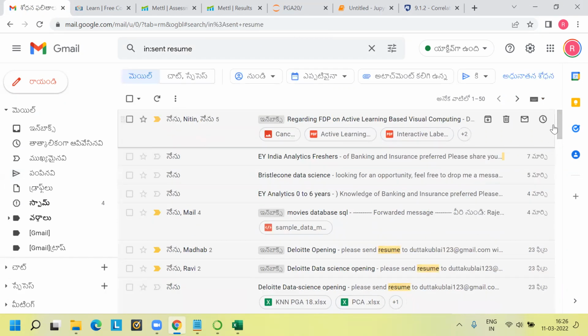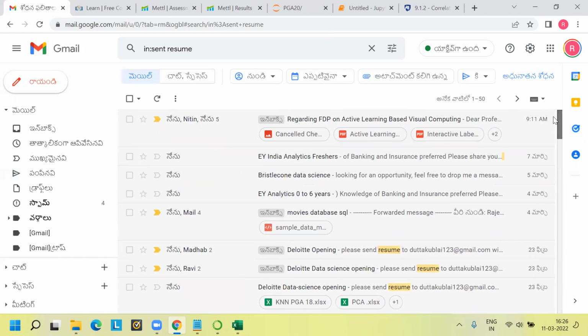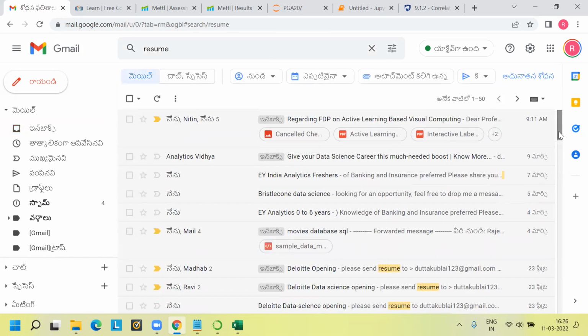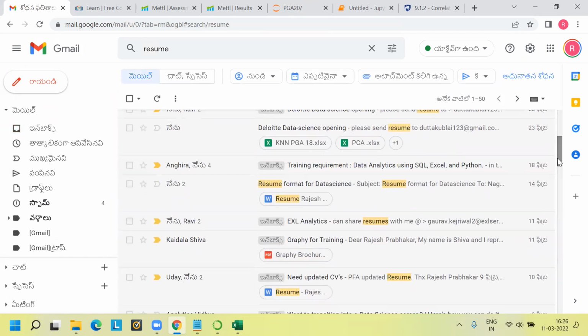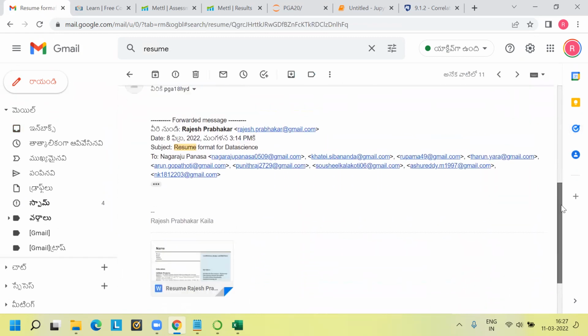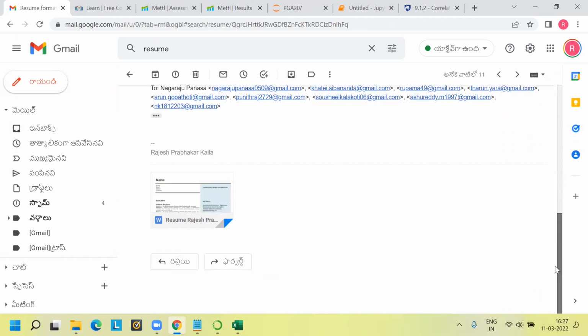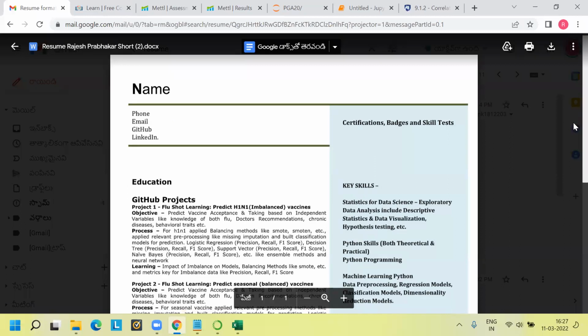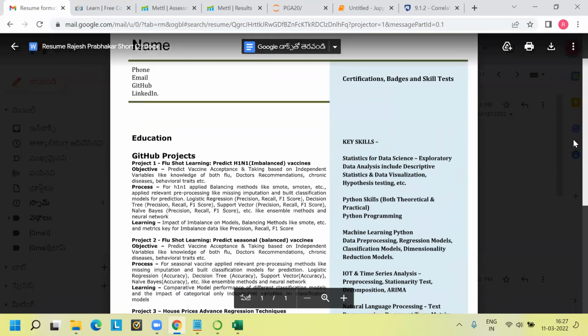You can choose any one-page resume format. Some PGA 17 and 18 students have also sent me some good resume formats. Here I have written a sample also. You can change it to your own GitHub project. But what you have to write is the objective of the project, what process you have done, and what your learning is.